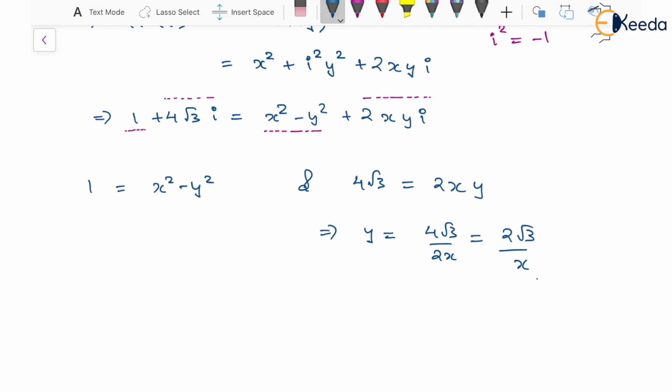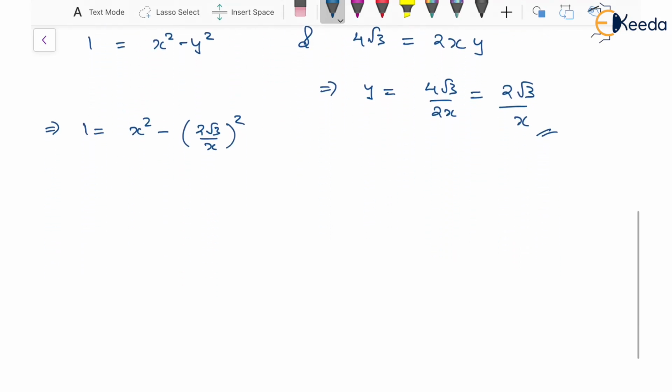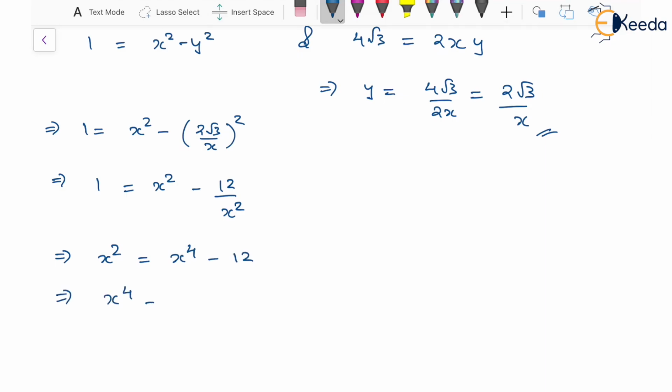And we will use this in the first equation and we'll get 1 is equal to x square minus (2 root 3 by x) whole square. This comes out to be 1 equal to x square minus 12 by x square, which is x square equal to x to the power of 4 minus 12. Rearranging this, we will get x to the power of 4 minus x square minus 12 equal to 0.